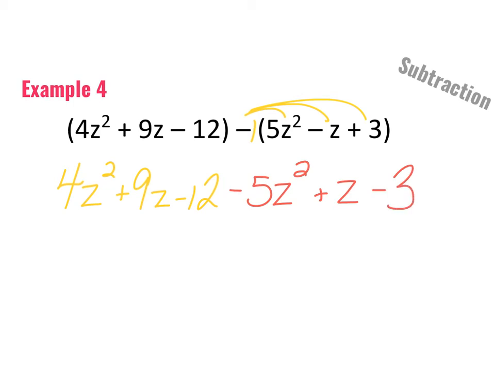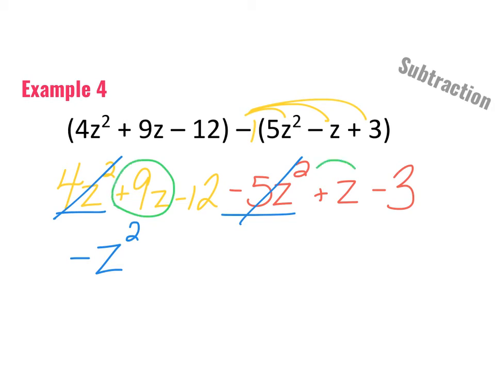Now I will combine my like terms. So my highest degree is 2. I see a 4z squared minus 5z squared would be negative 1, or just negative z squared. On to my linear terms. I have a positive 9z plus 1z would be 10z. And then to my constants last would give me a negative 12 minus 3 would be negative 15.